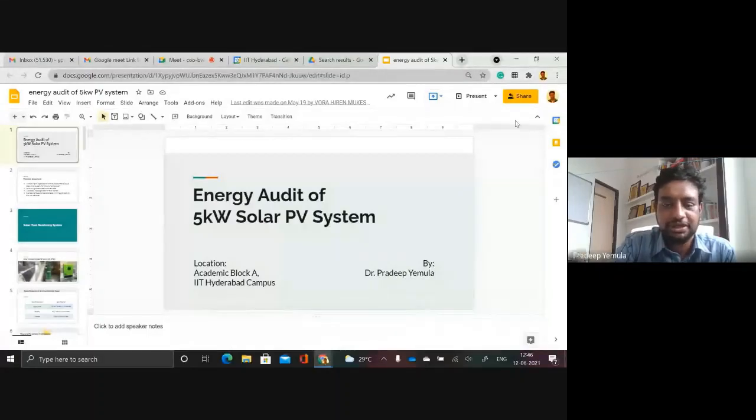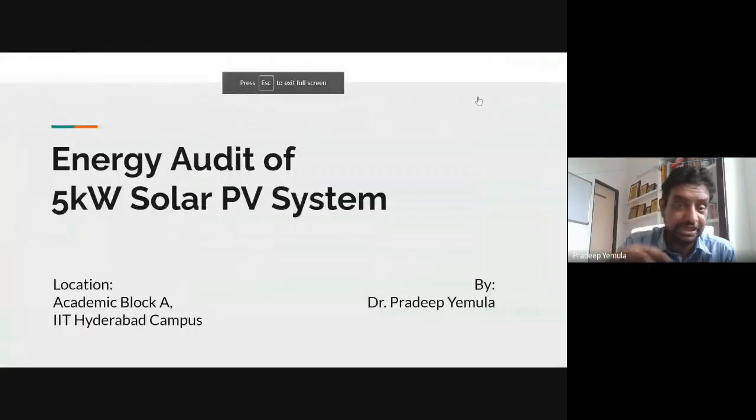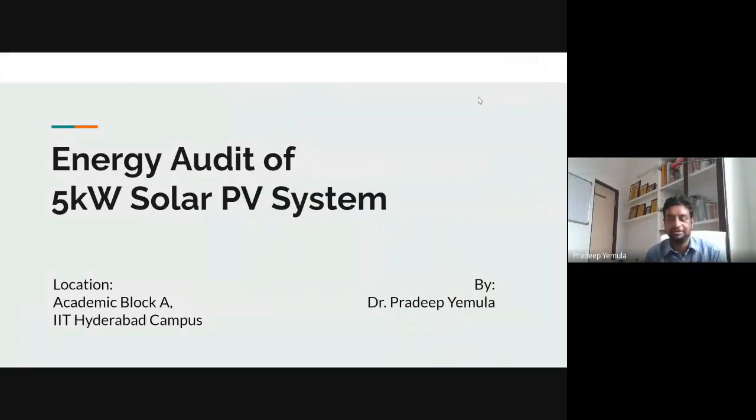Okay, are you able to see this new slide, energy audit of 5 kilowatt PV system? Yes, sir. Okay, so now, just for the next 20 minutes, I will cover this, and then we can end this session and go over the other one. This will be relatively easy, but I thought this also will be interesting for you to see. So let me go forward on this.